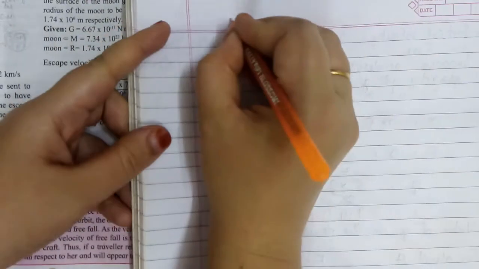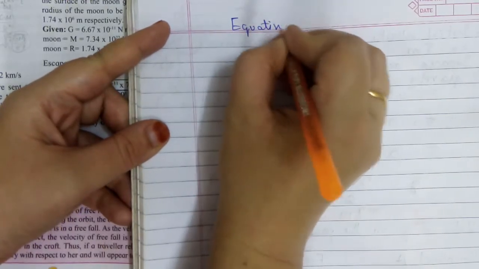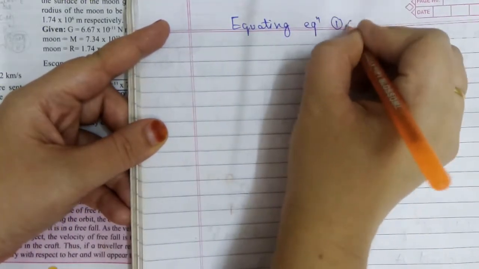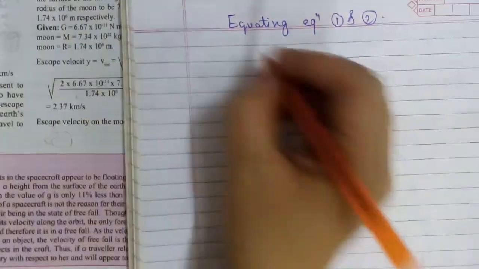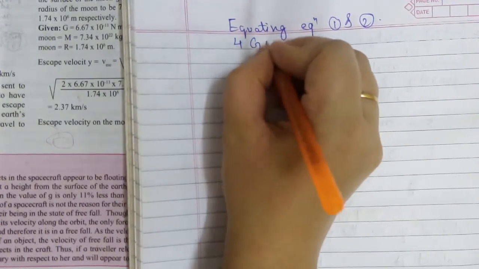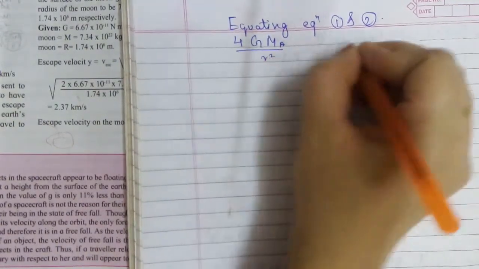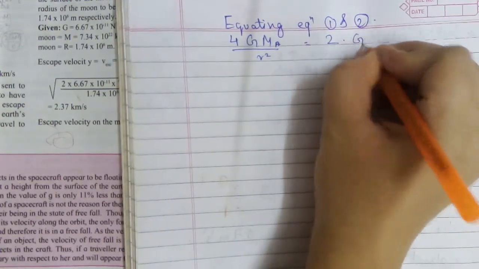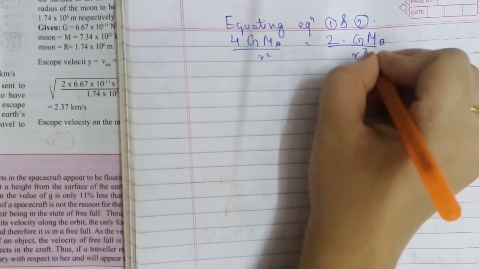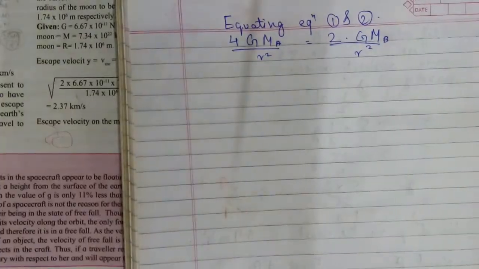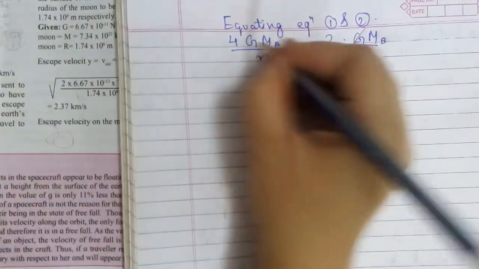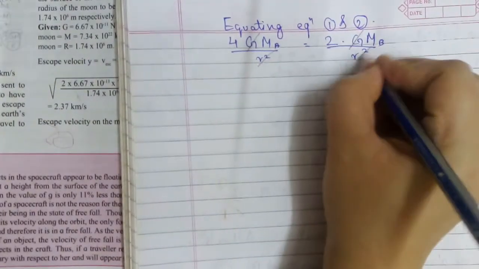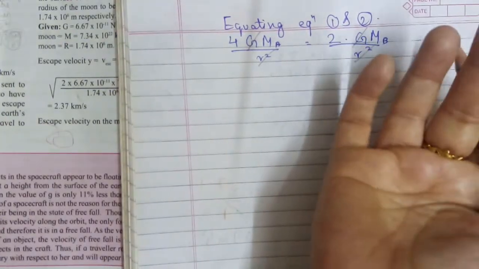Now equate both the equations. Here I am writing equating equation 1 and 2. So equation 1 is 4 G mA upon r square is equal to twice of G mB upon r square. So what we will do, we will first cancel the terms which are similar. Here G and G will get cancelled, and this r square and r square also will get cancelled. Similar terms will get cancelled.